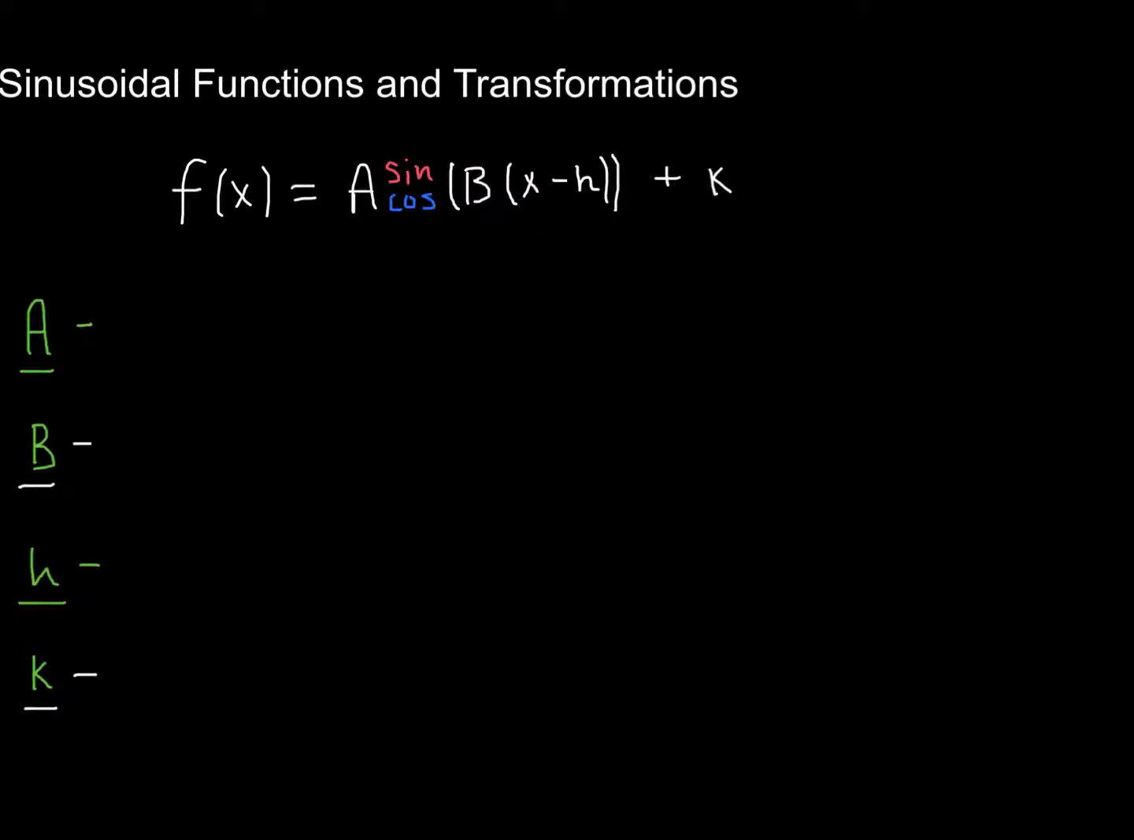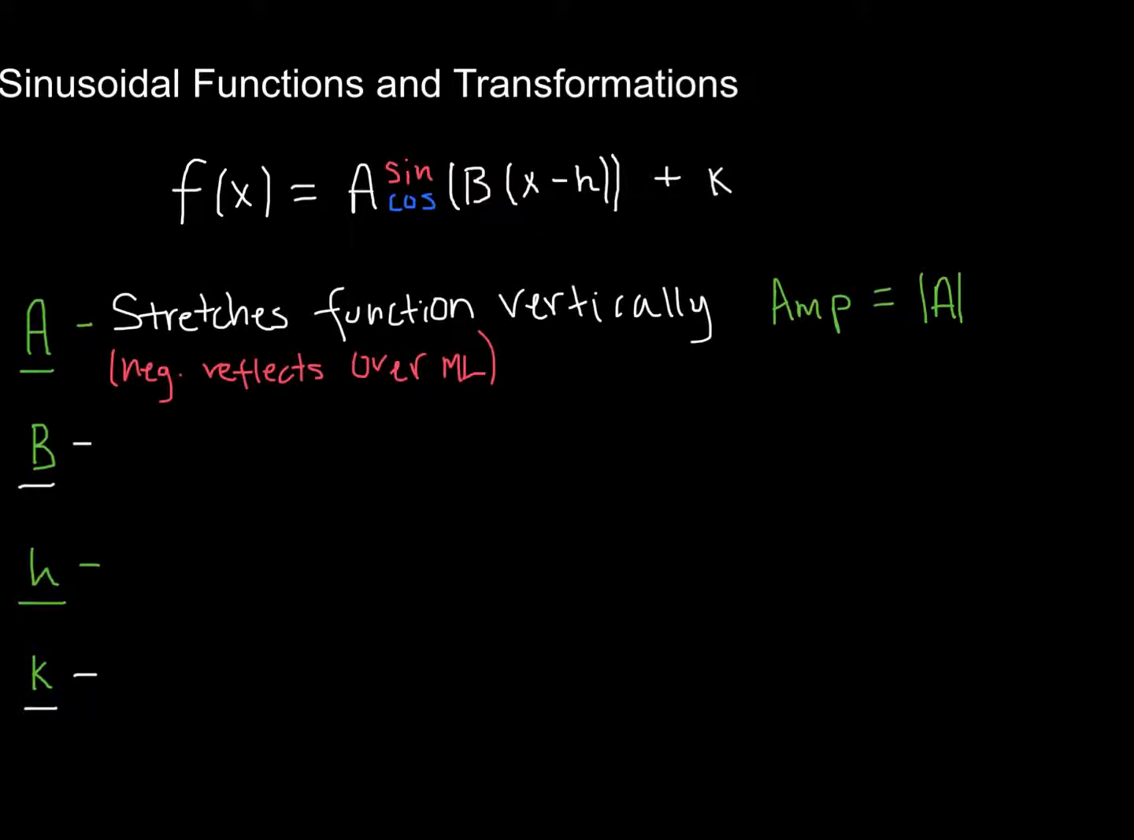either stretching it out vertically or squeezing it in vertically. If a were 1/2, all of a sudden the max and min would be a half and negative a half. So a stretches our function, and also the absolute value of a is our amplitude. I also included the fact that if a is negative, just like multiplying anything by a negative, we'll change the sign, and so a negative value of a will reflect the function over the midline.